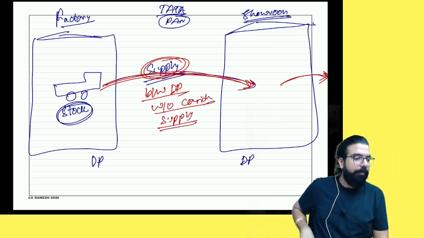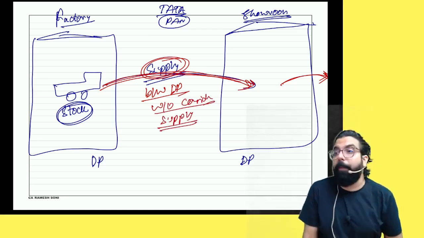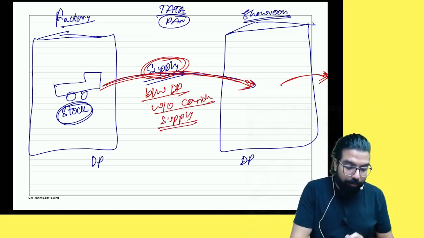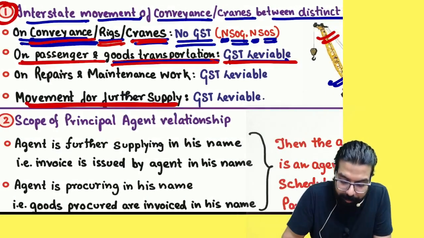Can I go ahead, everyone? People watching at home, are we all clear? People over here, are we clear? Chalo. Now, GST will be levied.